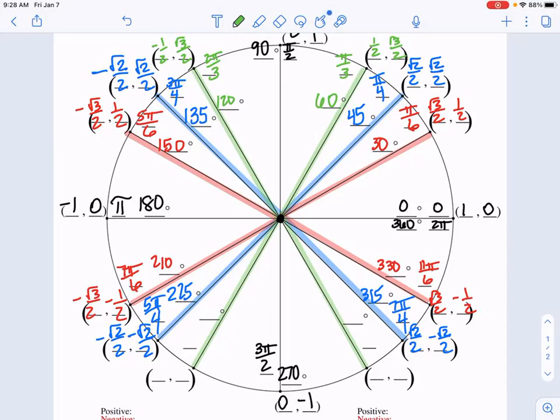In the third quadrant, we are 60 degrees past 180, which means we're at 240. Pi over 3 past pi gives us 4 pi over 3. And we are going to go left 1/2 and down radical 3 over 2 along our triangle.